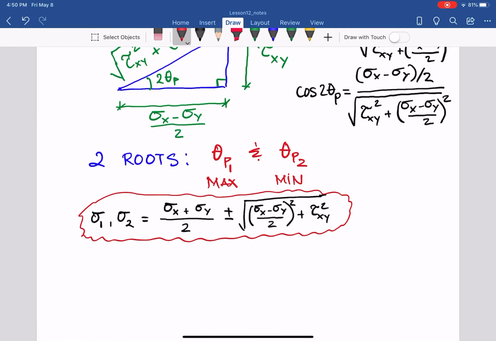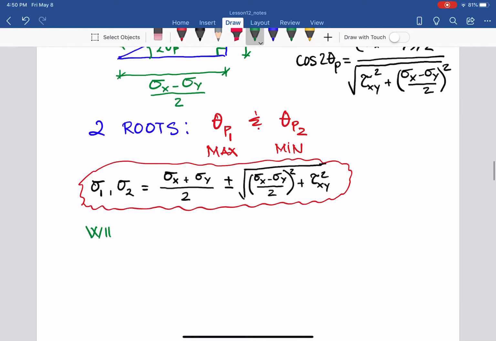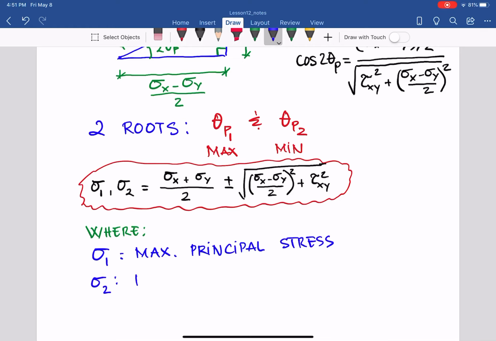And then we can go ahead and define what that is about. So where sigma 1 is the maximum principal stress, and of course sigma 2 is the minimum.